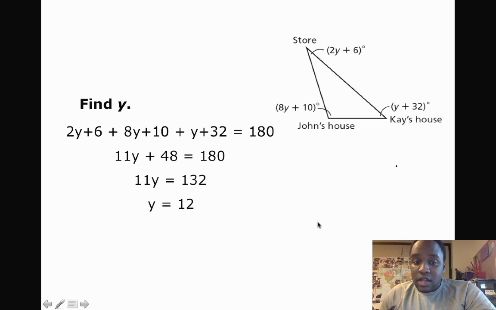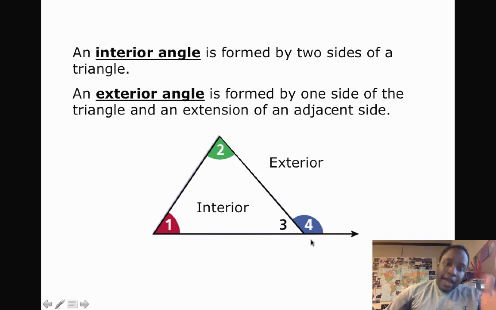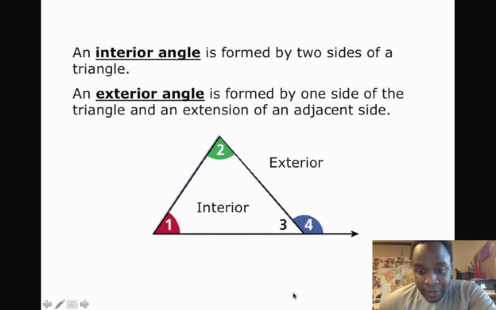Okay? So the key thing here is that the sum of the angles of a triangle will add up to 180 degrees. So that is the triangle sum theorem. All right, that was relationship number 1. Relationship number 2, it starts off with interior and exterior angles.